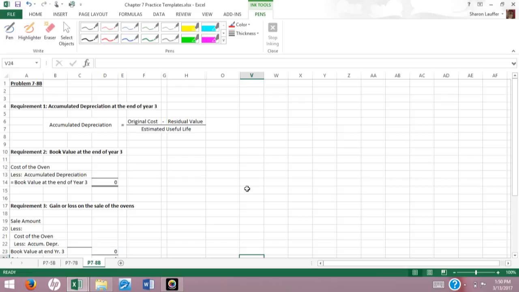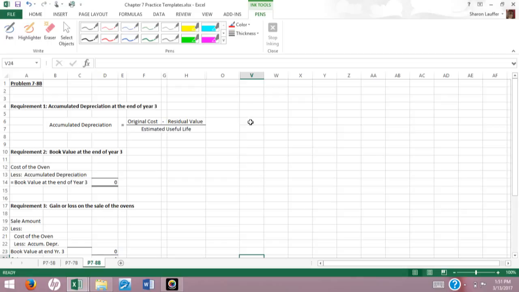So we are to, in requirement 1, calculate the balance in the accumulated depreciation account at the end of the 3rd year. To do that, we are going to use this formula. Accumulated depreciation equals original cost less residual value divided by estimated useful life, and then we're going to multiply that by the number of years that we've used this piece of equipment. So first we have to figure out the amount of depreciation each year, and then we're going to multiply that by the 3 years that we've used this equipment.